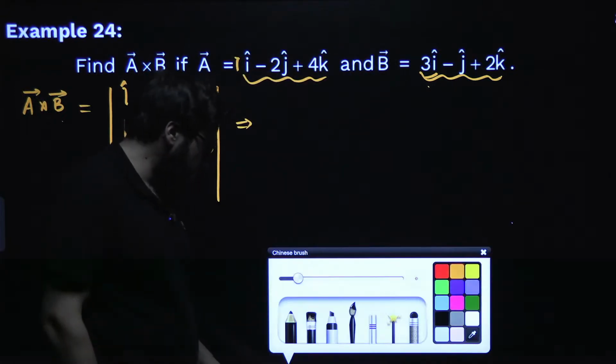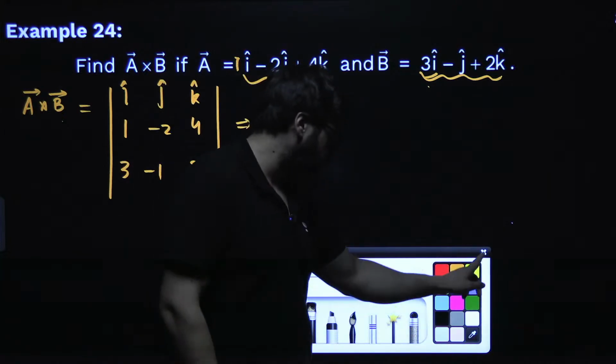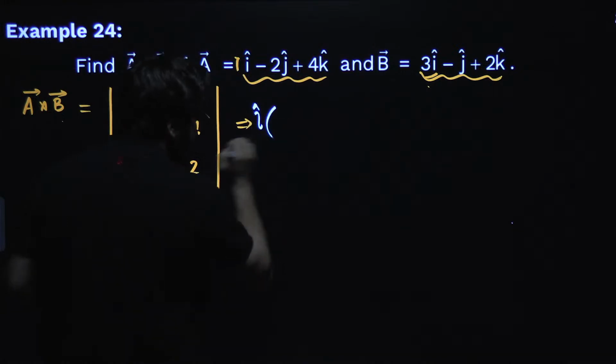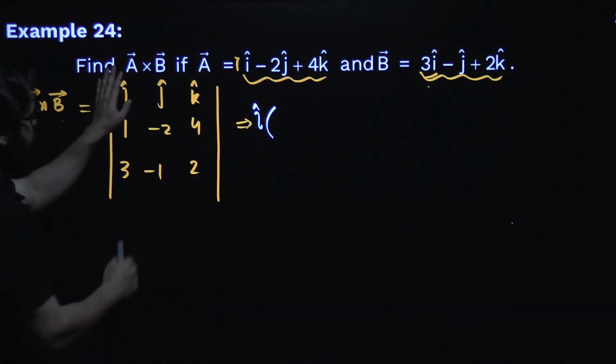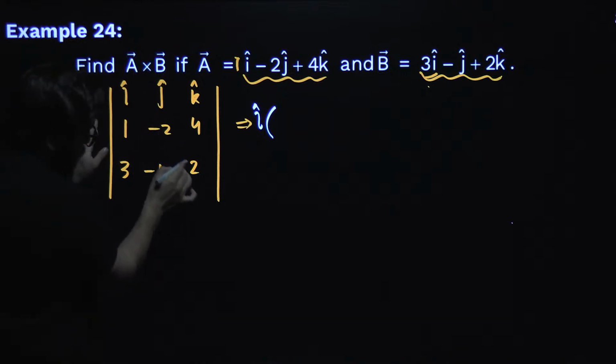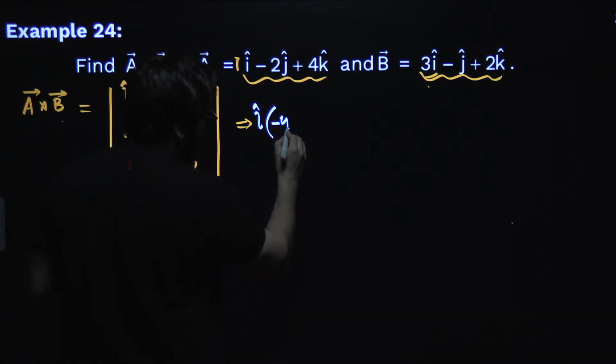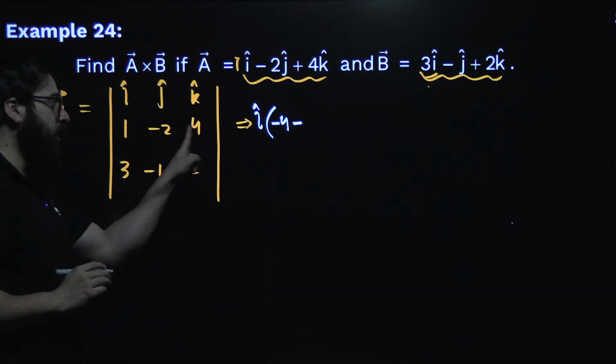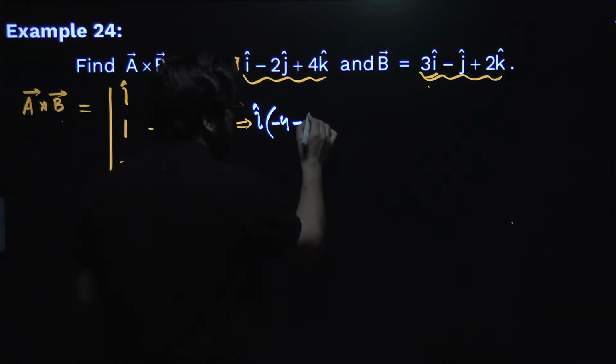Now we can solve it something like this. Let's first solve it for I. I can write I over here. Now hide the first row and first column. So minus 2 into 2 is minus 4. Then minus, minus 1 into 4 is how much? Once again, minus 4.